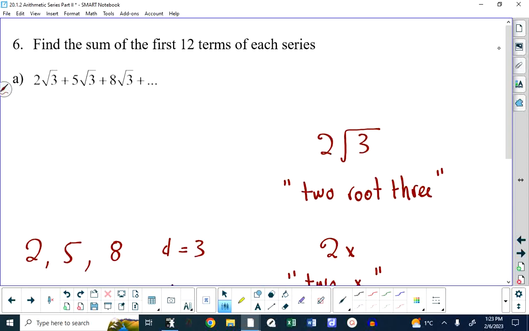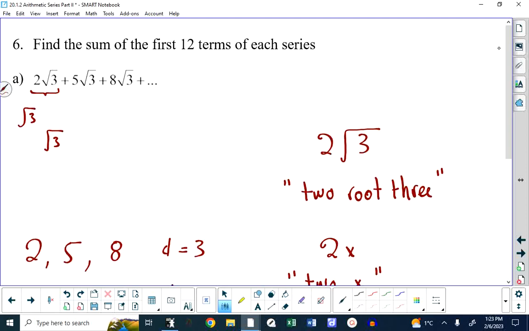Aoki, do you know? Josh? Is it 2 root 3? Not 2 root 3. 3 root 3. Right? Because what we're doing here, this first term is this. It means 2 times the square root of 3. It means 2 root 3's. It's root 3 plus root 3.